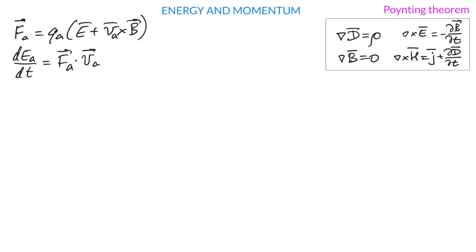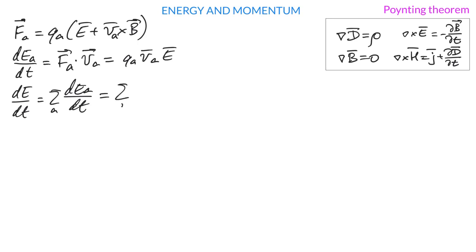The magnetic field does no work because the corresponding piece of the Lorentz force is orthogonal to the velocity. So we can write this generally as Q_A V_A times E, no part due to the magnetic field. Now the rate of change of the total energy of the particles is the sum over individual particles. So we can write it as the sum over A of Q_A V_A times E.